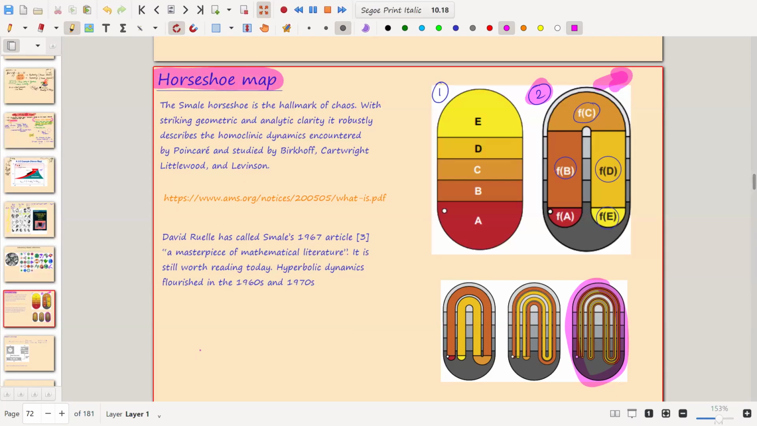This was developed by Smale, another scientist, who developed this concept. He said that if you see this kind of behavior in any system, that is a hallmark of chaos. Whenever you see this kind of stretching and folding, that is it. Stretching, okay? This is how noodles are made.